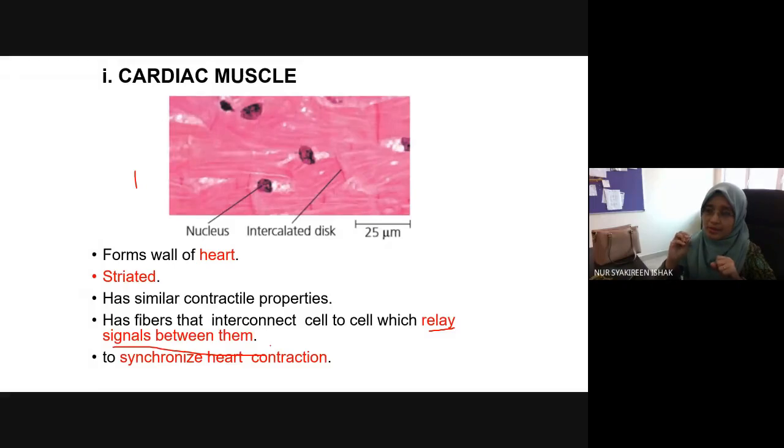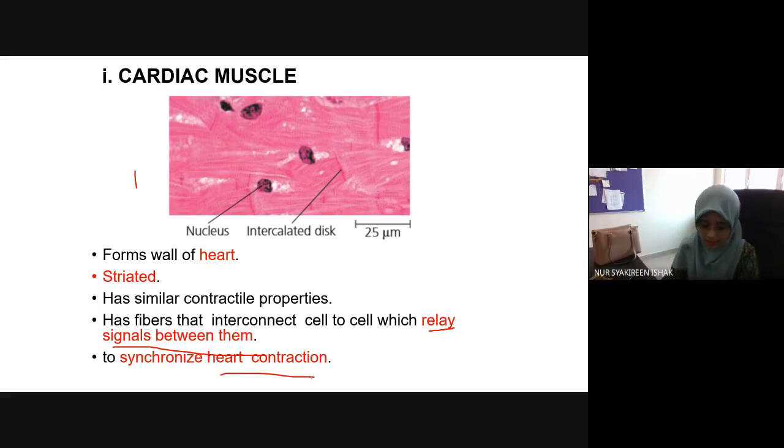the transmission of impulse is not generated by neurons. Okay, it is generated by the cardiac cells itself. Okay, the heart muscle is the heart cell itself. Okay, the heart cells of the cardiac muscle is capable of generating and transmitting impulse and causes the heart to be able to contract and relax. Okay. So this is to synchronize heart contraction.